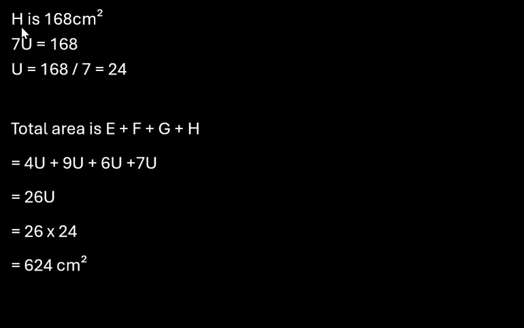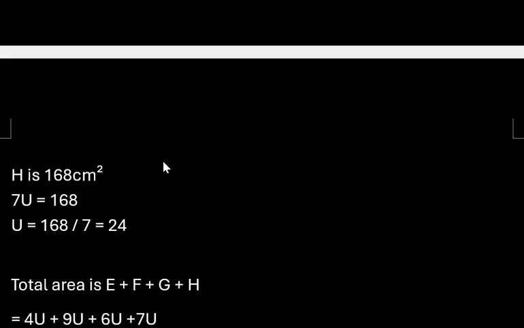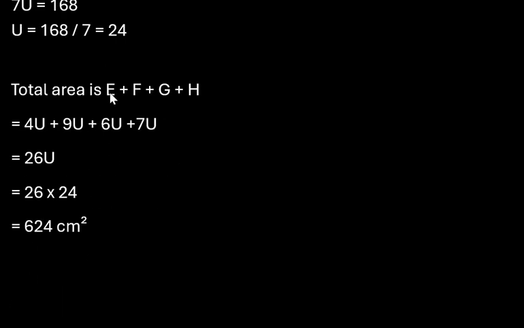For part 2, we are given the information that H is 168 centimeters squared. Since we know that H is 7 parts, or 7 units, we can calculate what 1 unit is, which is equal to 24. The total area is nothing but E plus F plus G plus H. So you add up all the units, you have 26, and you know 1 unit is 24, which you have computed earlier, and hence the total area of the figure is 624 centimeters squared.